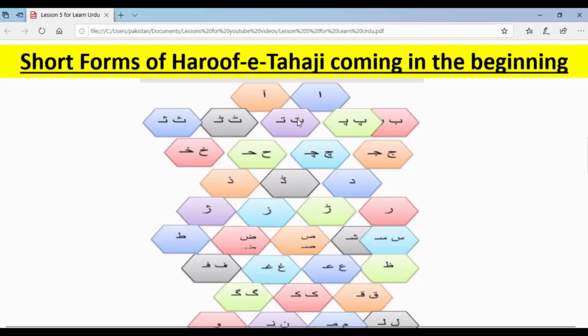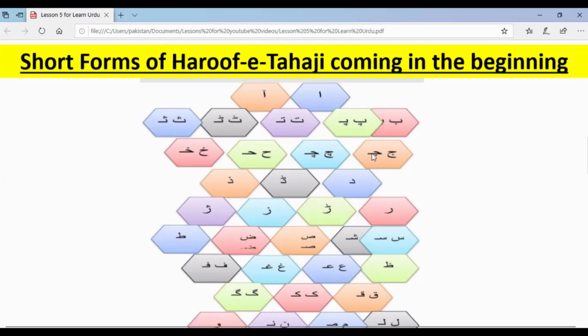Next, Te letter, it will look like this. This is the short form of Te in the beginning of the word. And this is Te, and its short form is like this in the beginning of the word. Then Se, it will look like this in the beginning of the word. And Jeem, it will look like this. It's a short form of Jeem.